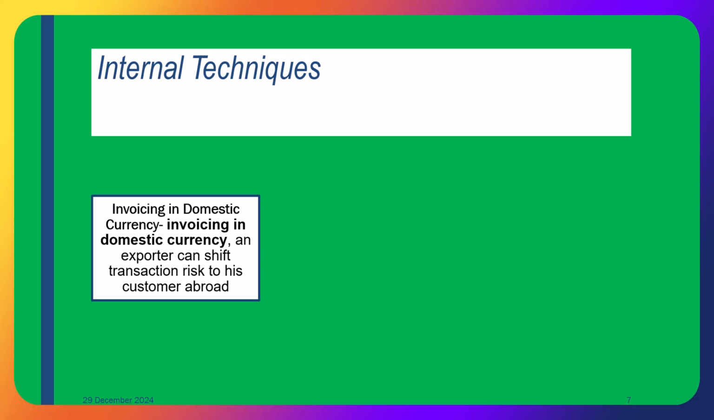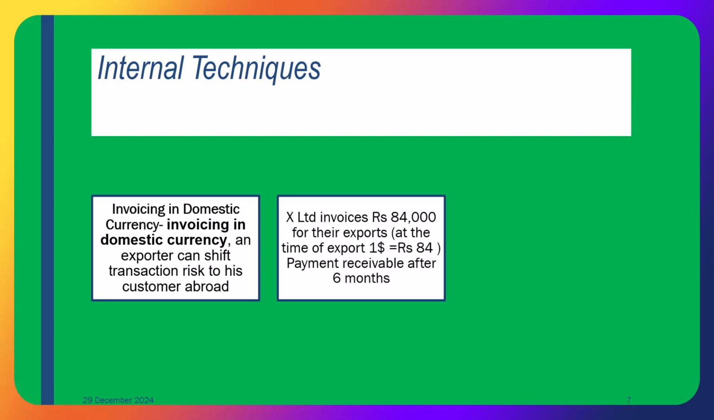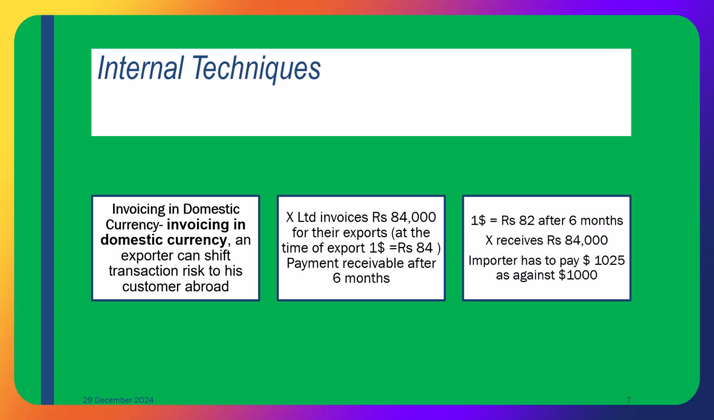Okay. X Limited invoices 84,000 for their exports. At the time of export, $1 is 84. Payment receivable after 6 months. Okay. Now $1 is now 82 after 6 months. You are an exporter. अगर आपने डॉलर में एक्सपोर्ट करा होता तो आपको पैसे कम आते, बट आपने तो 84,000 का इनवॉइस रिलीज करा था, यू आर गोइंग टू गेट 84,000 ओनली, whereas the importer is going to shell out now $1,025 instead of 1,000. So you have shifted the risk to the importer, if your importer agrees.